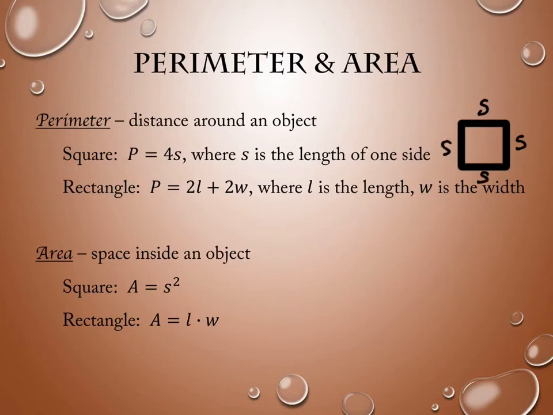So we add s plus s plus s plus s, it's 4s. That is the perimeter, or the distance around the object. When we're dealing with rectangles, rectangles have pairs of sides that are the same.